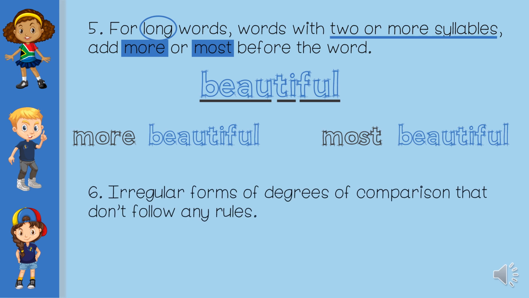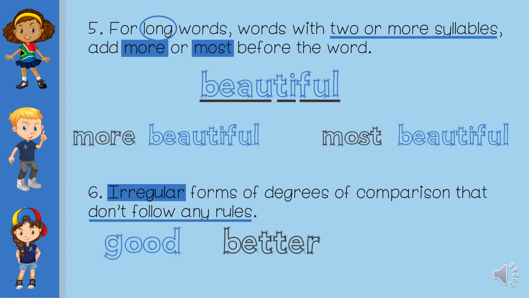The last rule is rule number 6. We have irregular forms of degrees of comparison that don't follow any rules. These are just degrees of comparison that you have to study when you find them. For example, good, better, best.